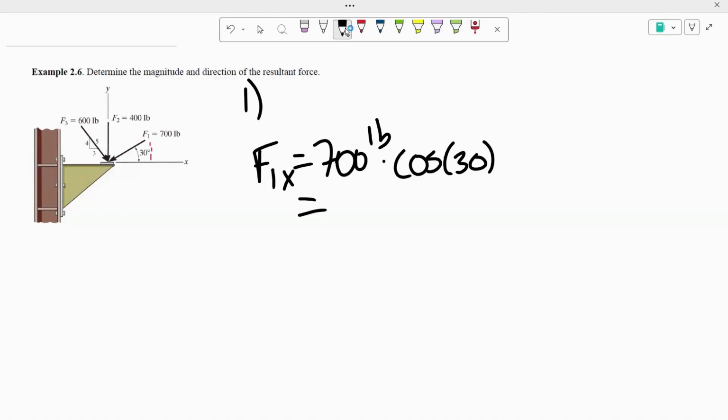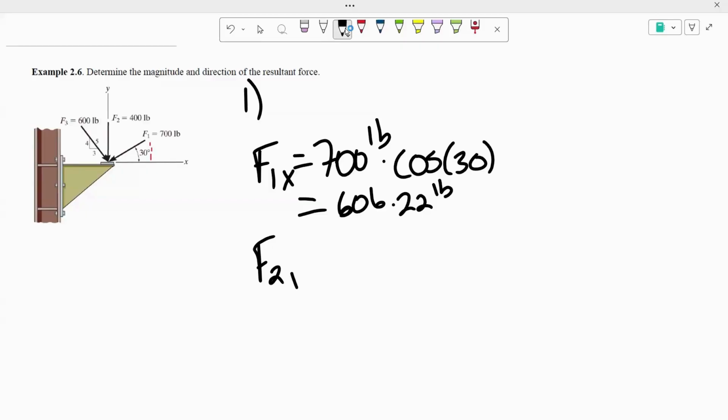And we're going to input that into our calculator, and we want to make sure that our calculator is in degrees. That should give us a total of 606.217, and if we round that, that should be 606.22 pounds. So now we're going to move on to F2.